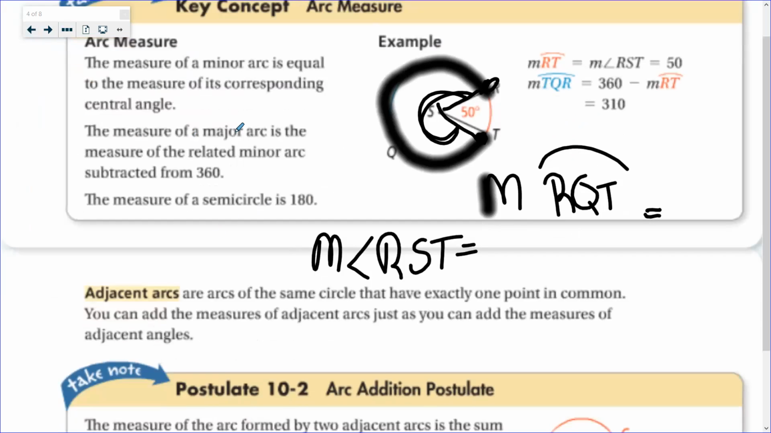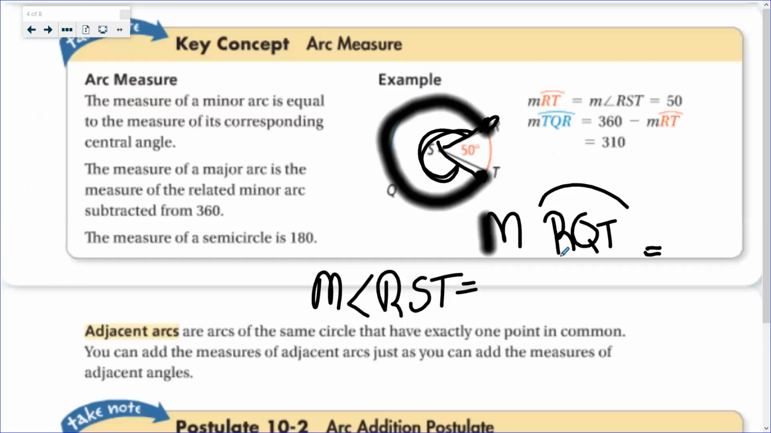So the measure of a major arc is the measure of the related minor arc subtracted from 360. So you can find it now. The measure of arc RQT is the measure of its related angle, which is 310. This is a way, and there's another way.